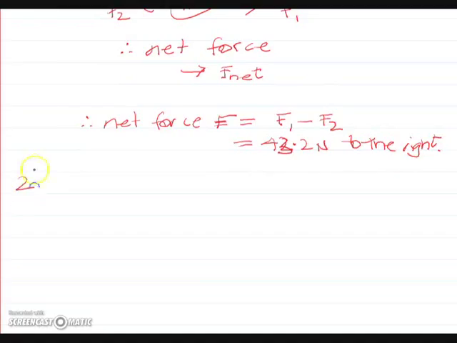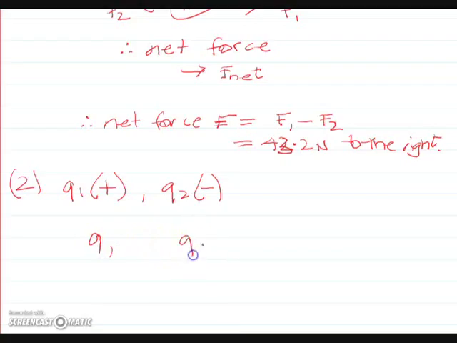The other one, question 2, was if Q1 is positive and Q2 is negative. So now force 1 and force 2 are going to be in the same direction, because if we think about it, we've got Q1 here, Q3 in the middle, and Q2 over here. This guy was positive, this guy here is positive.